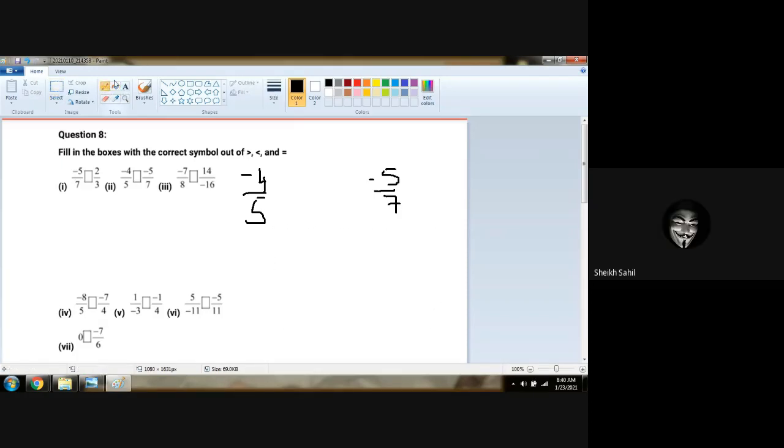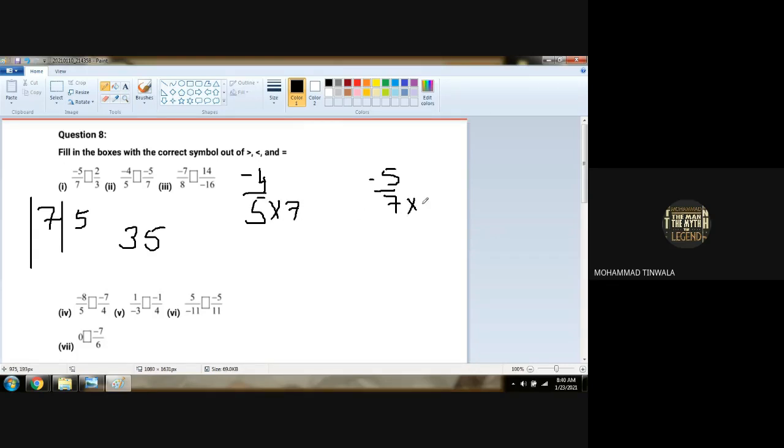Is that clear? Yes. Now 7 and 5, if you calculate for getting LCM like this, you will be getting 35 as your LCM. So if 5 has to reach up to 35, you have to multiply by 7, and 7 has to reach to 35, you have to multiply by 5. So minus 4 will be multiplied by 7, and minus 5 will be multiplied with 5. So over here, minus 28 upon 35. Am I right? Yes, sir. And over here, minus 25 upon 35.